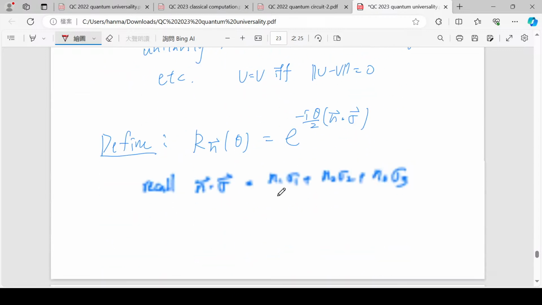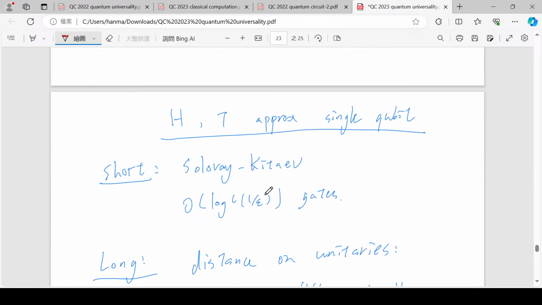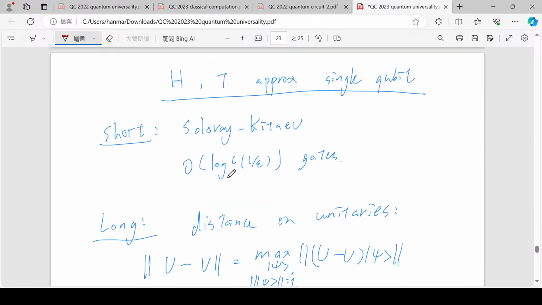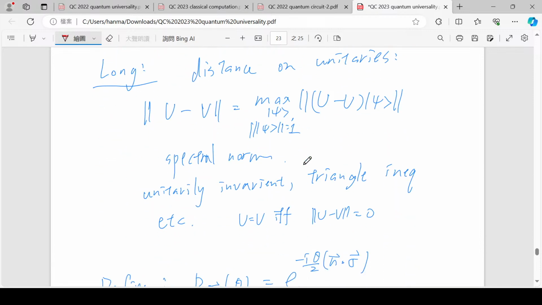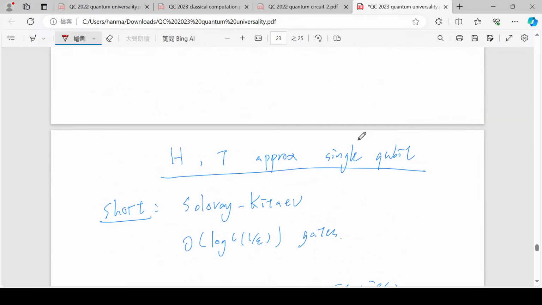Okay, so finally we get our budget version of the Solovay-Kitaev theorem. I want to say, H and T can approximate any single qubit unitary. So the short answer is, you just look at the nice papers, all the way in the Kitaev, and they say that you can use polylog 1 over epsilon gates. And the long answer is we'll have a not quite good proof of why this is possible.